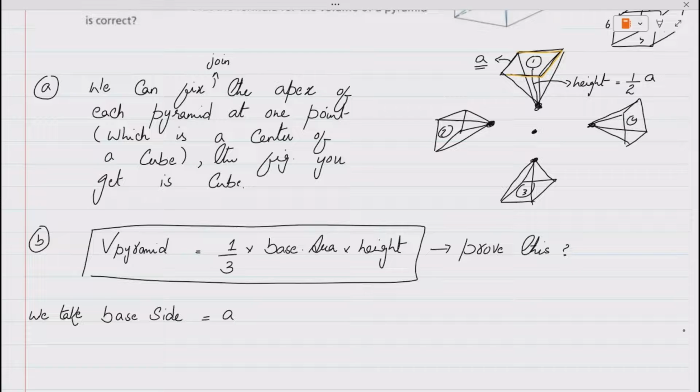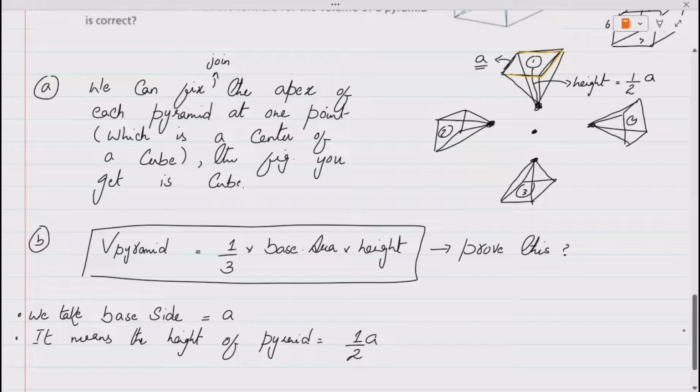Because I already explained that to make the formula of a height, you can call it any A, B, C, D, X, Y, any variable. So we take the base side as A. So it means the height of the pyramid is half A, because it is given to us that the height is half of the length of the side.